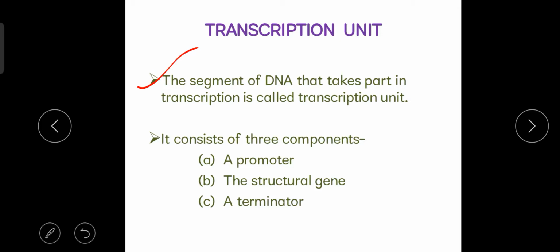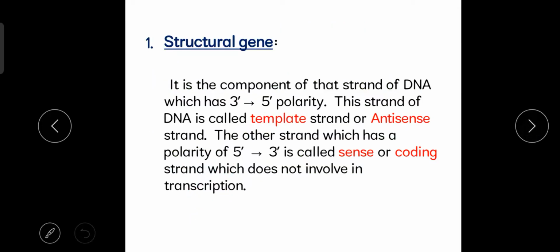That specific region of the DNA molecule is called the transcription unit. This transcription unit consists of three components: promoter, structural gene, and terminator. Remember, the transcription unit consists of three components: promoter, structural gene, and terminator. Okay, now let's move to the next slide.